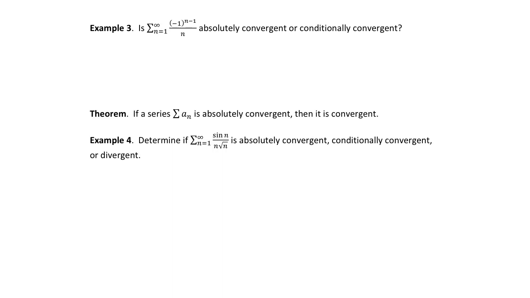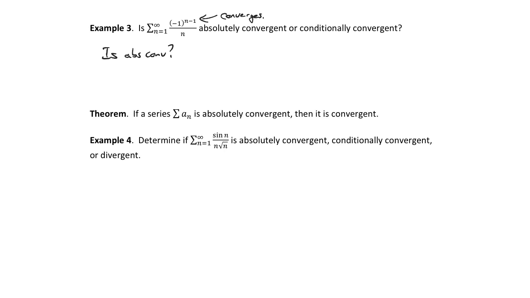Let's look at an example here. Is this series absolutely convergent or conditionally convergent? Well, we already know that it's convergent. This was an alternating series. We called it the alternating harmonic series. So we learned that this guy converges in one of our earlier examples. Okay, so we now ask, is it absolutely convergent? Well, I don't know.